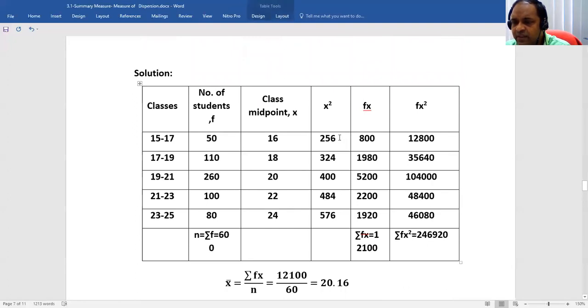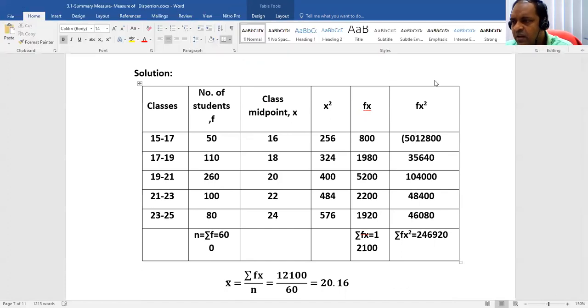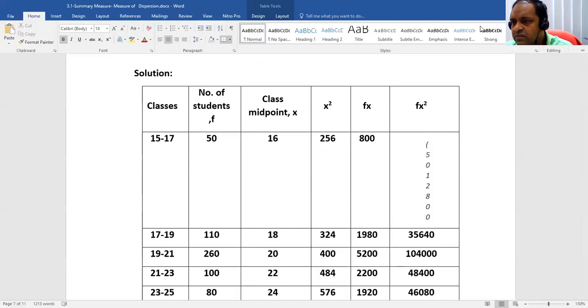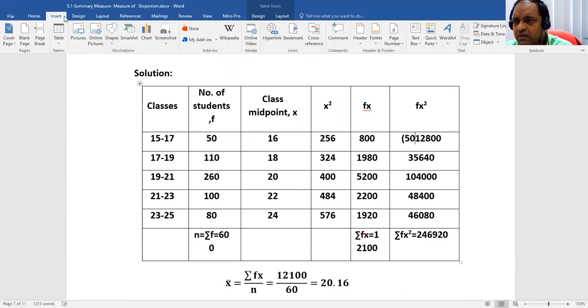If you want to know how you can do it, I can give you an example. Here 50 is the first one. How did we get the fx squared? 50 is the first frequency, multiplied by the midpoint squared, which is 256.